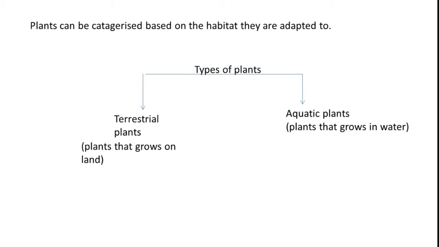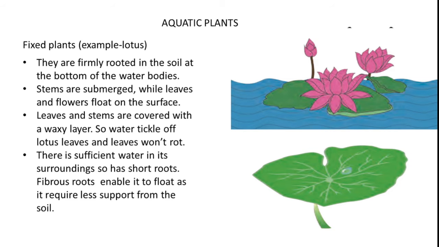Plants can be categorized based on the habitat they are adapted to. So, types of plants: there are terrestrial plants and aquatic plants. Terrestrial plants means the plants that grow on land. Aquatic plants are plants that grow in water. Here we will study the adaptations in aquatic plants.